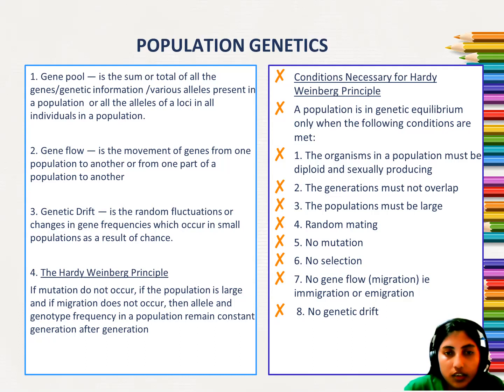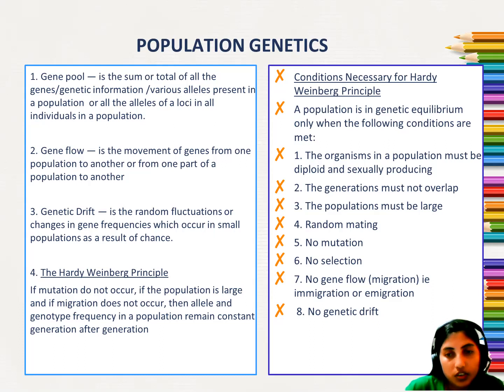These are three definitions that you need to know in order to understand the Hardy-Weinberg's equilibrium or Hardy-Weinberg's principle. Now, Hardy-Weinberg's principle, these were the two different scientists. One was a mathematician and the other one was a physician who came up with this equilibrium, which says that if mutation does not occur, and if the population is large, and if migration does not occur, then allele and genotype frequencies in a population remain constant, generation after generation.